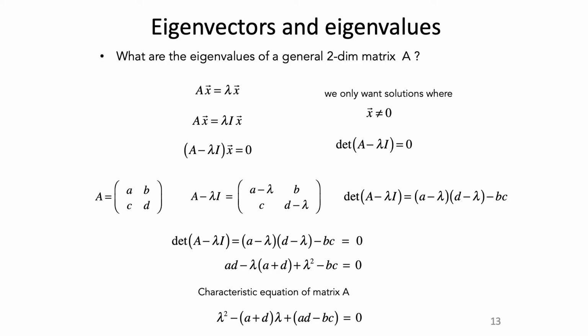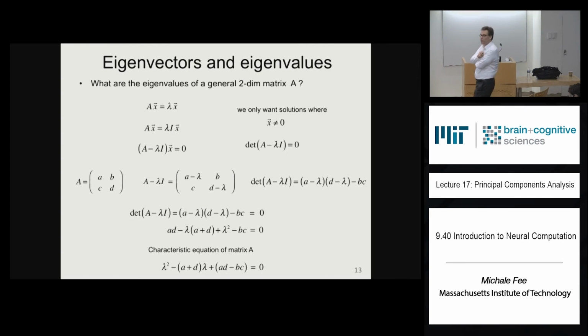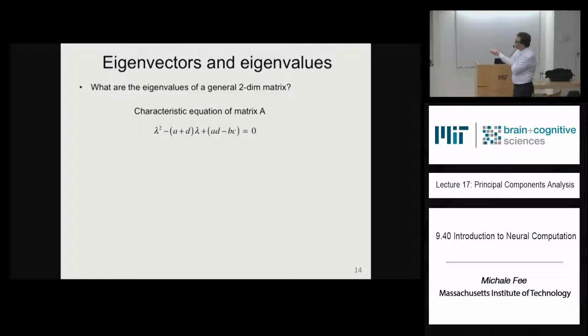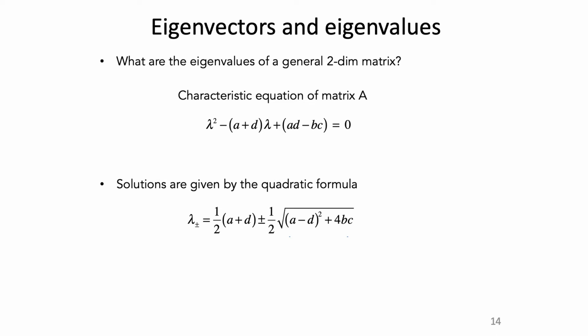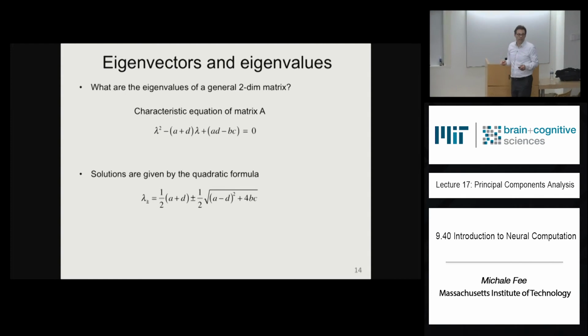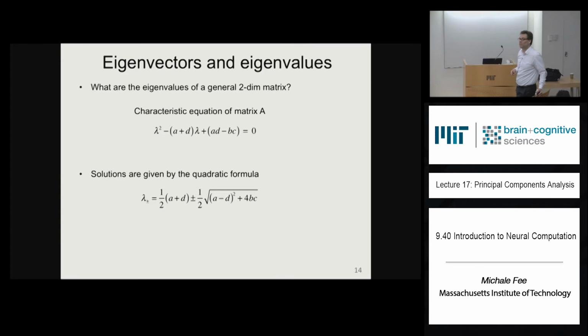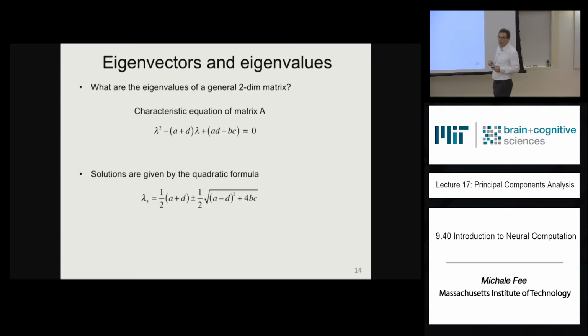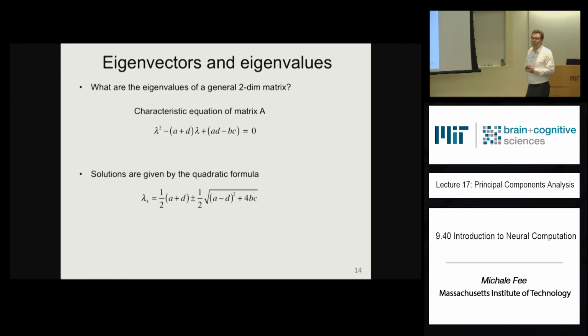And those are the eigenvalues of this arbitrary 2 by 2 matrix A. So there's the characteristic equation, the characteristic polynomial. We can solve for lambda just by using the quadratic formula. And those are the eigenvalues of A. Notice first of all, there are two of them, given by the two roots of this quadratic equation.